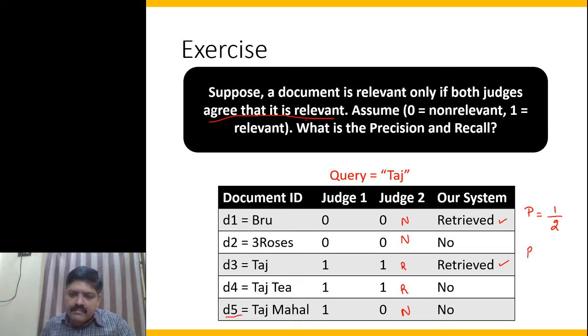What about recall? Recall is the fraction of retrieved relevant documents over all the relevant documents that we have in our system. So how many relevant documents do we have in our system? We have 2 relevant documents and we expect to retrieve both of them, in which case the recall would have been 1. But I retrieved only one of these, so again recall is also half.